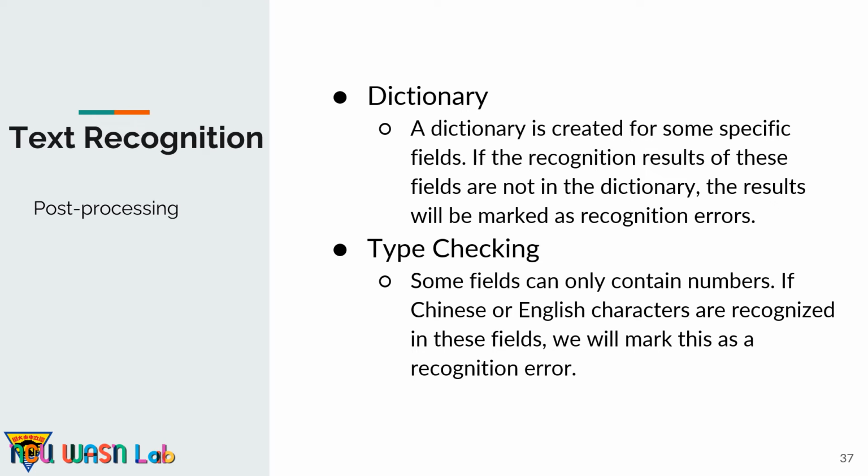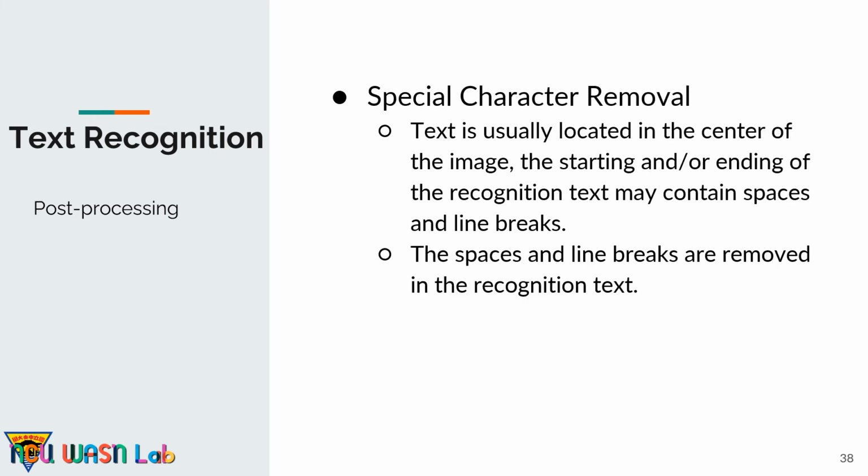And the second one is type checking. Some fields can only contain numbers. If Chinese or English characters are recognized in these fields, we will mark this as a recognition error. And the last one is spatial character removal. Text is usually located in the center of the image, and the starting or ending of the recognition text may contain spaces and line breaks. And the spaces and line breaks are removed in the recognition text.